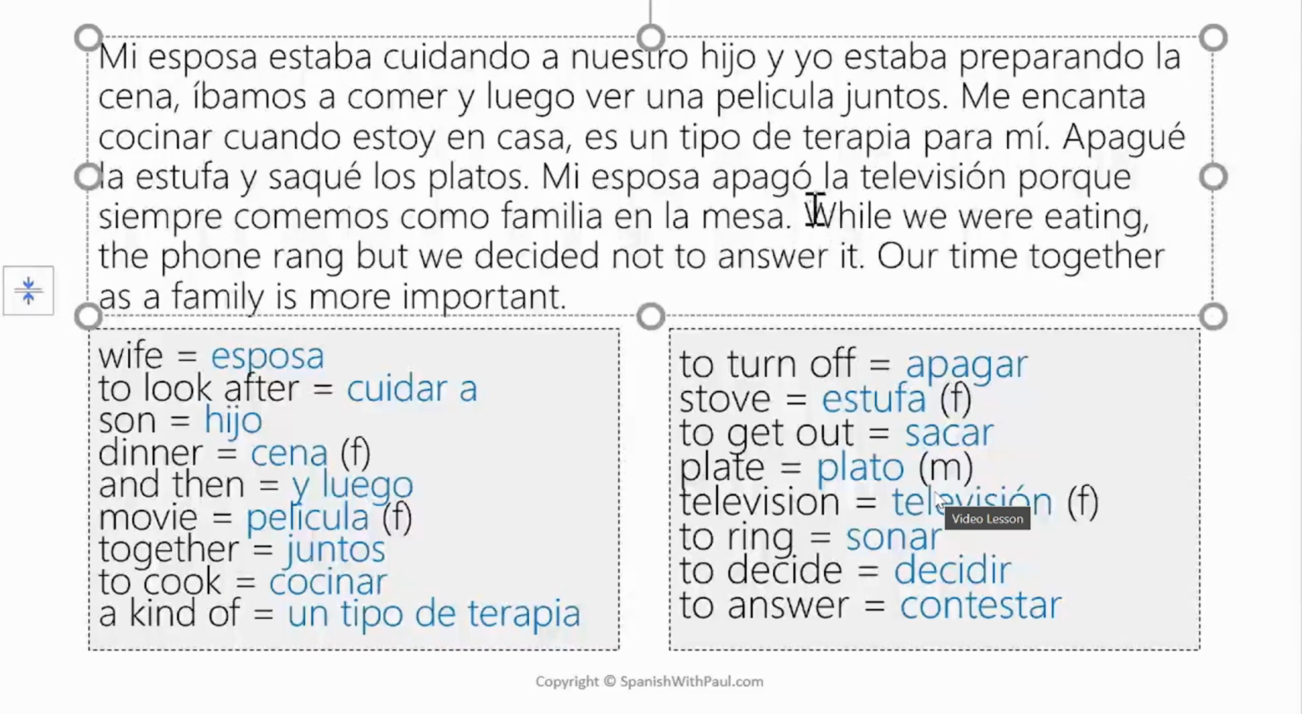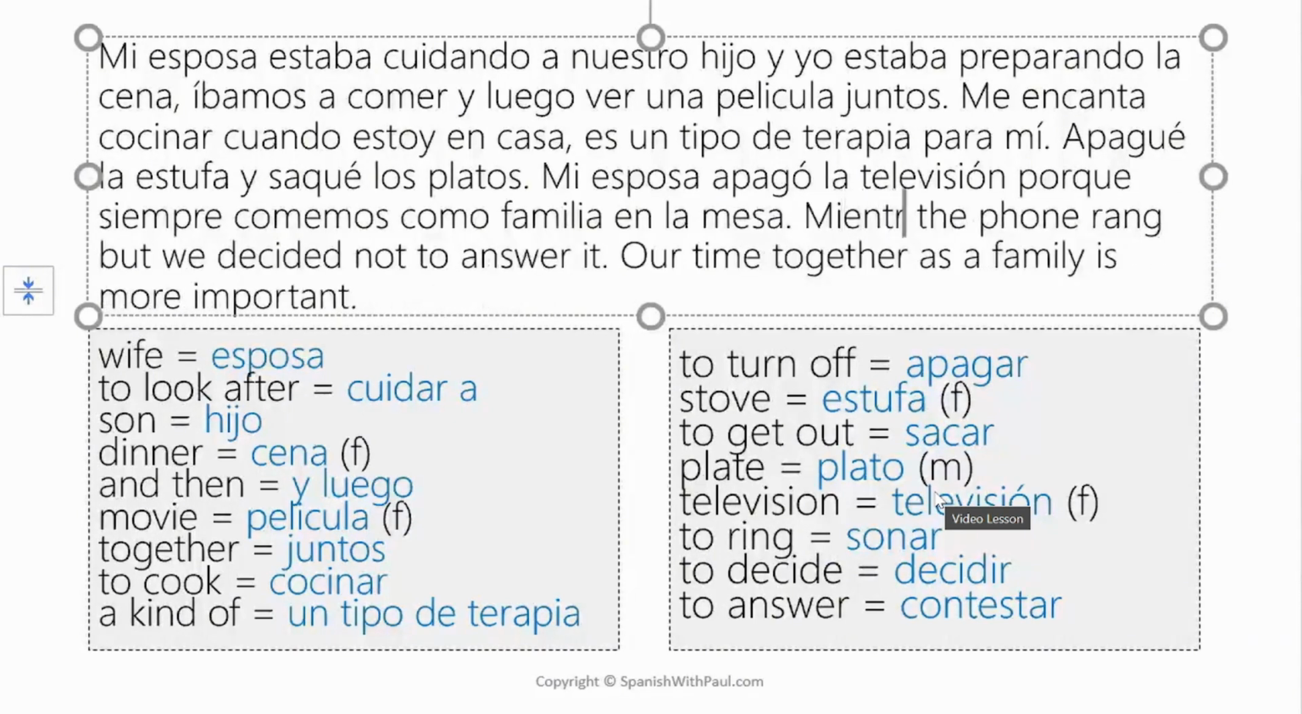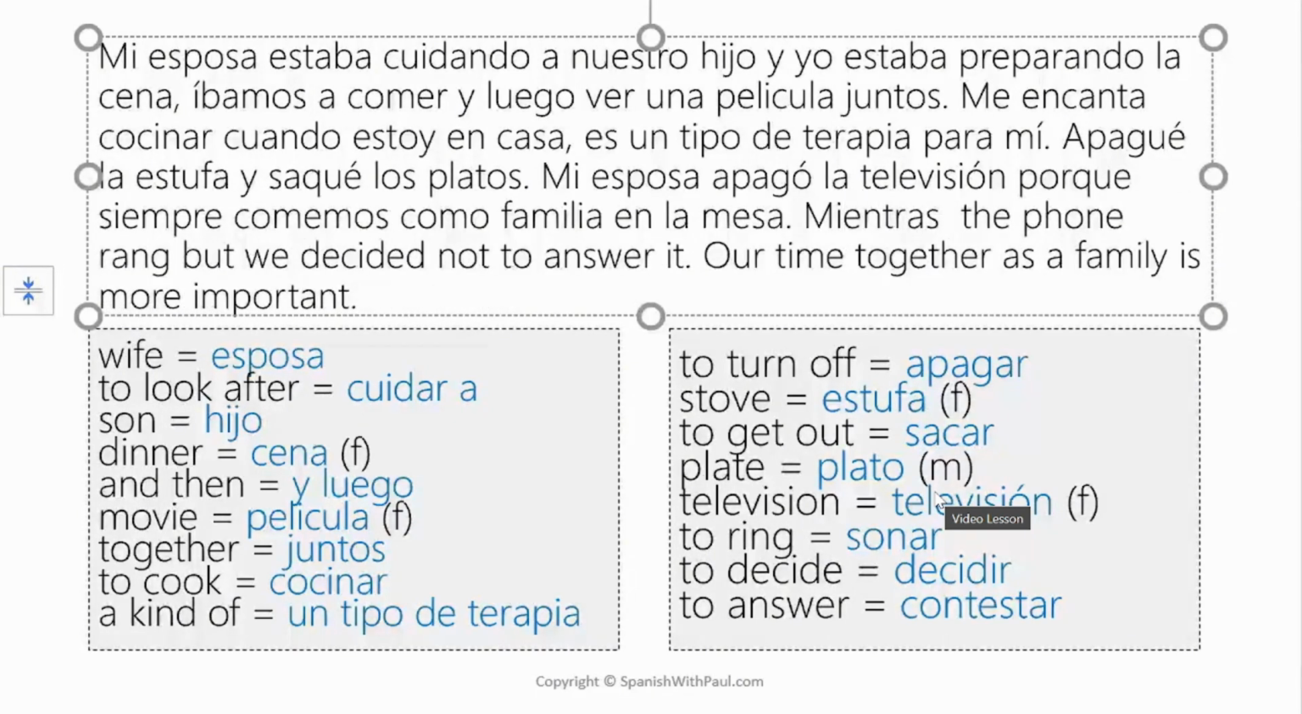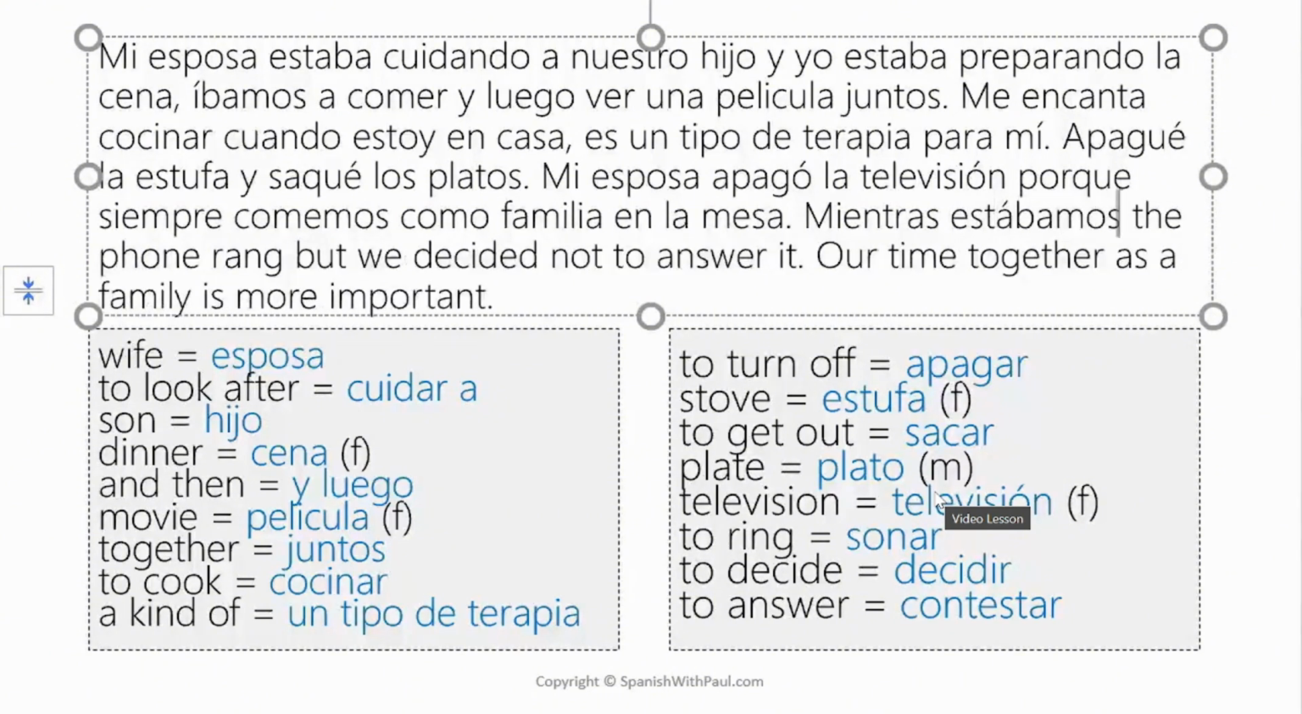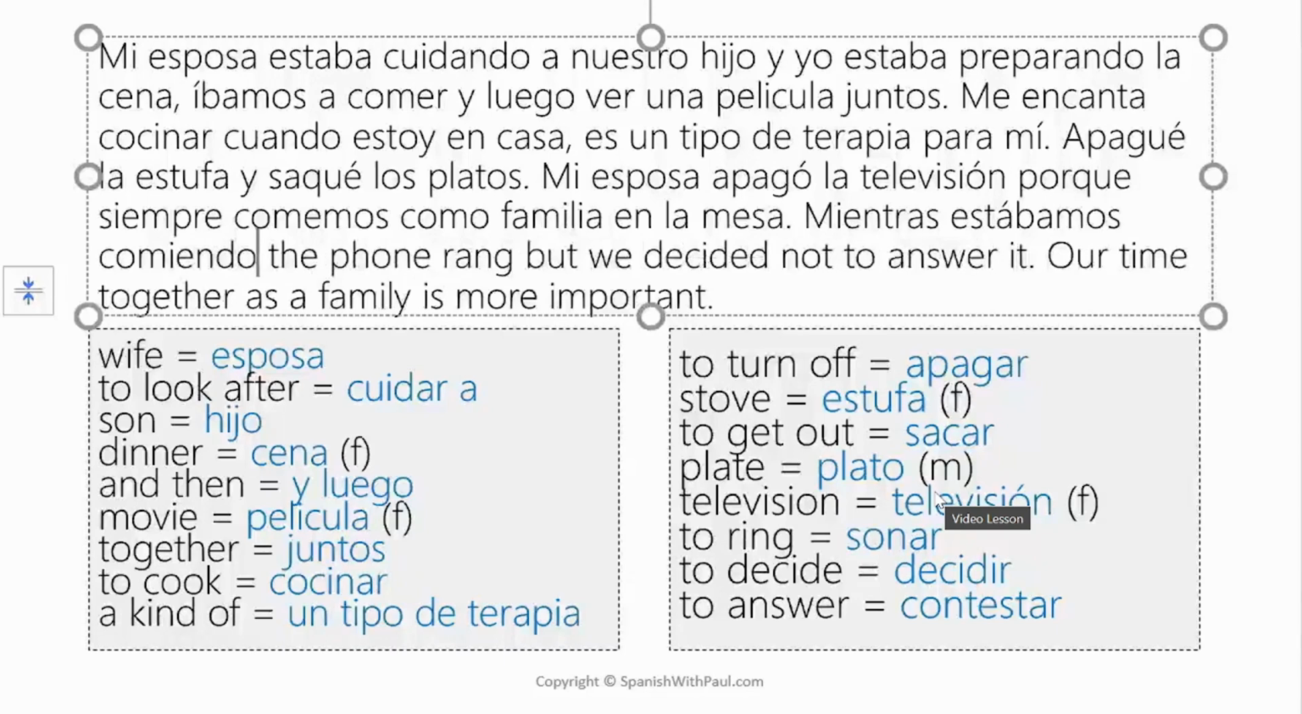Now we have more past progressive. So this is what was going on while we were eating. So mientras estábamos comiendo. This thing happened. This is simple past. So el teléfono sonó.